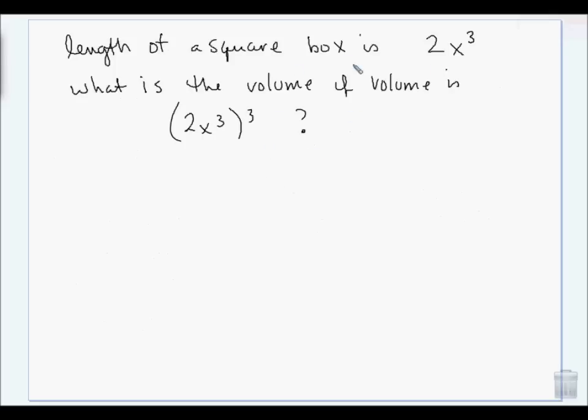So basically, if we have a square box, so it's a cube, right? It's a very bad cube, but it's a cube. And to find the volume of a cube, it's length times width times height. So 2x to the third times 2x to the third times 2x to the third. So it would be 2x to the third, to the third.